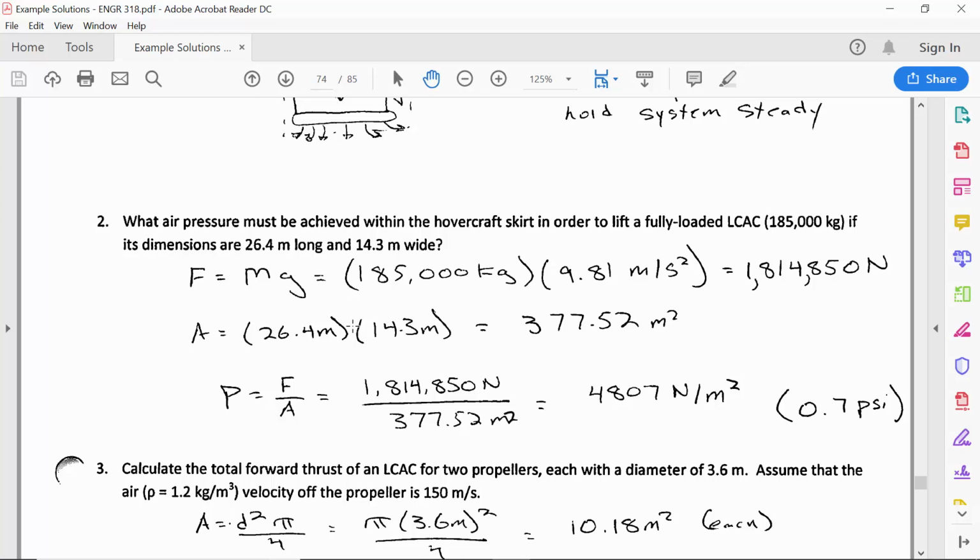And so multiply that kilograms by g, and we get 1.8 million newtons. And then the cross-sectional area of that force being spread out on 26 meters by 14.3 meters. And so force divided by area tells you what the pressure is going to be. And so that is the air pressure underneath the hovercraft. And so 4807 newtons per meter squared is only about 0.7 psi. That's a really low pressure increase, but since it's distributed over such a wide area, that's why the LCAC is able to hold such a huge weight.